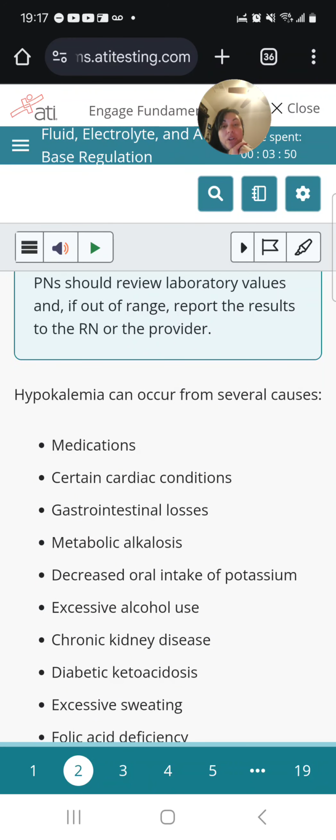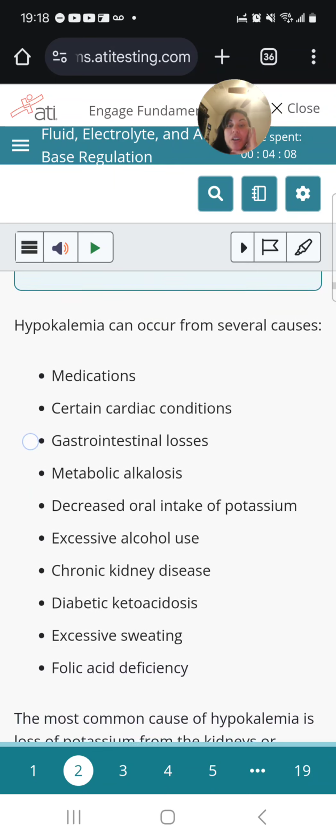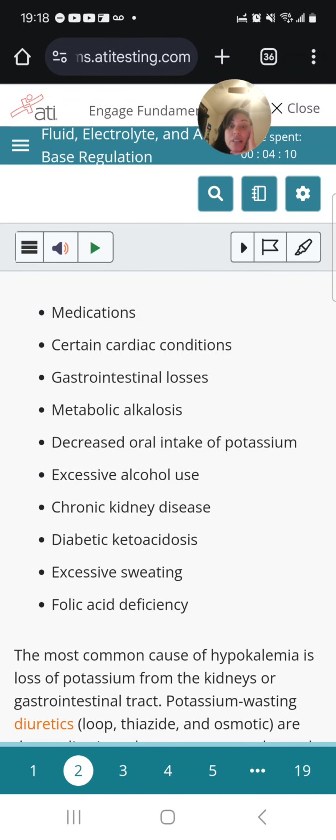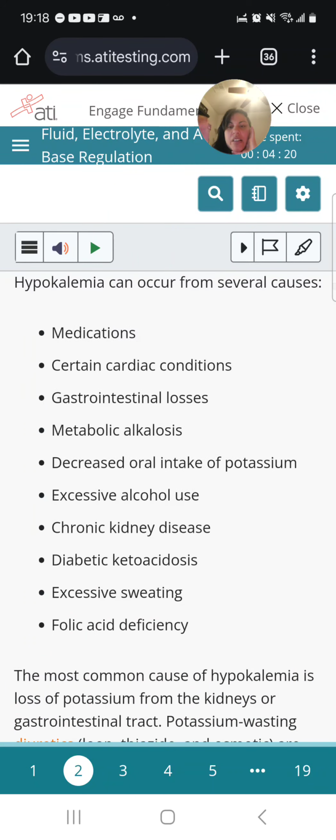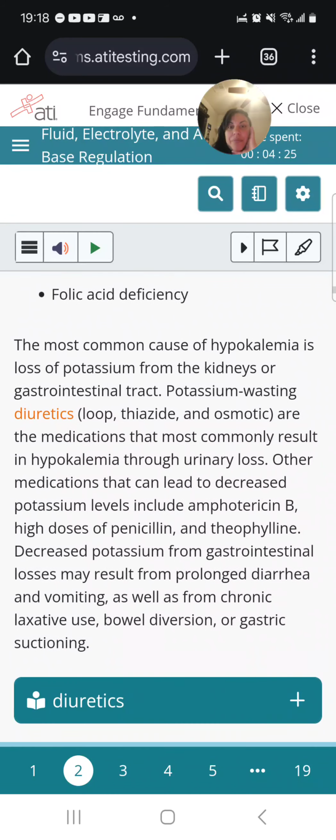Hypokalemia can occur from several causes: medications, certain cardiac conditions, gastrointestinal loss, metabolic alkalosis, decreased oral intake of potassium, excessive alcohol use, chronic kidney disease, diabetic ketoacidosis, so DKA, excessive sweating, folic acid deficiency.